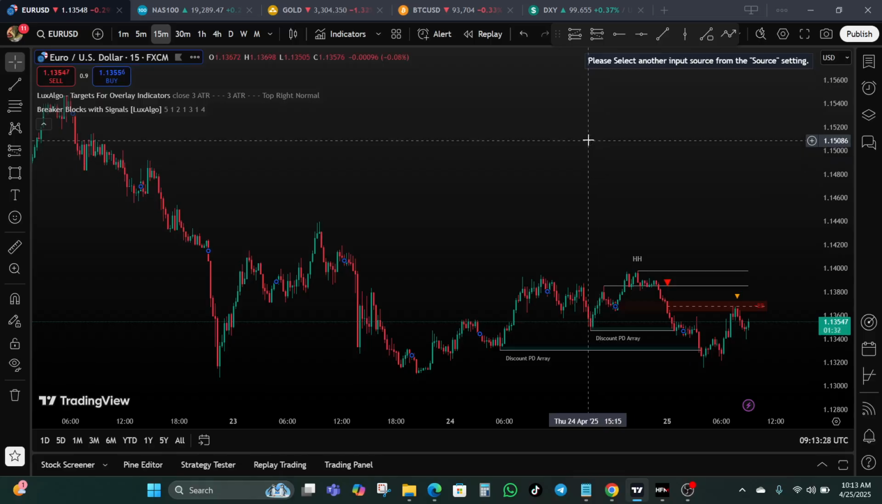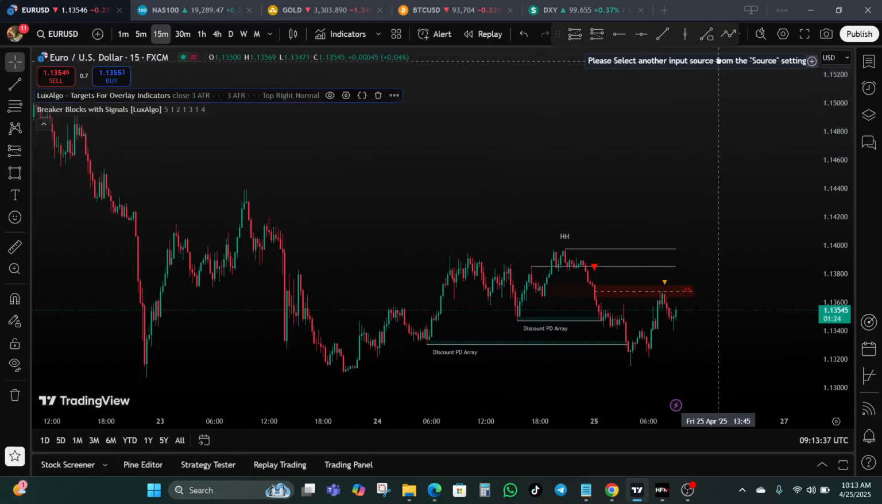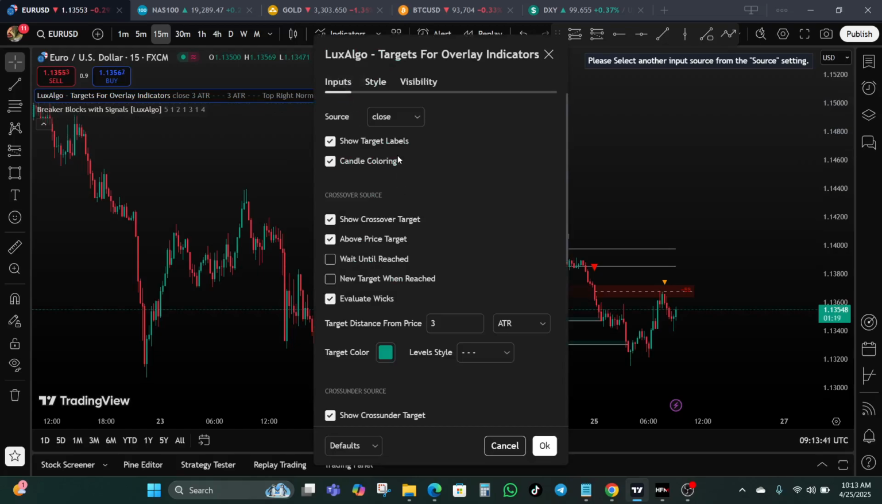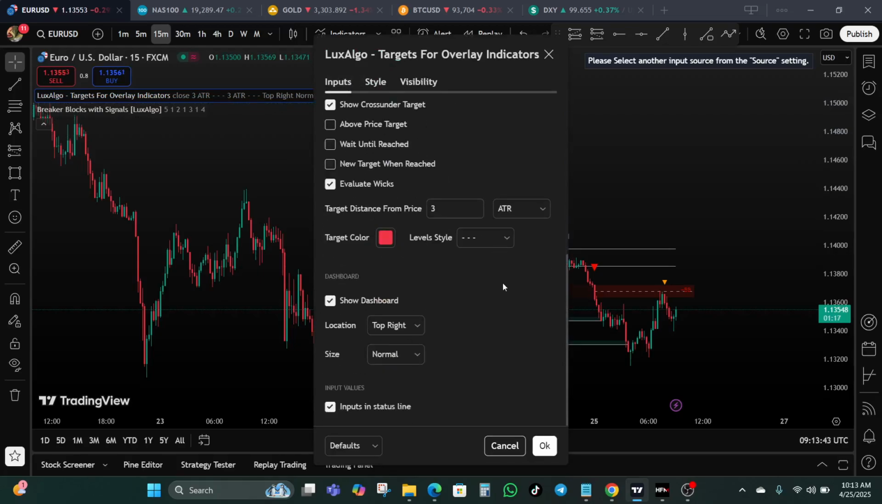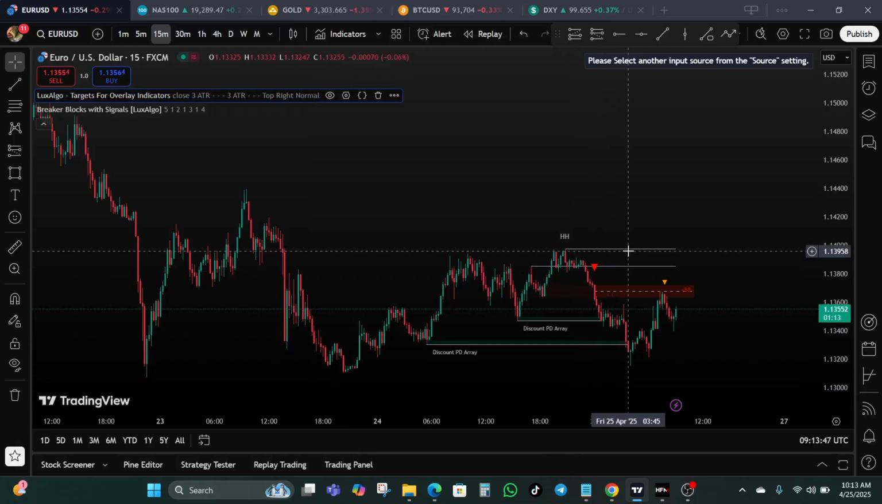Let us understand the concept of overlays. Basically, overlays include dynamic support and resistance zones, reversal zones, trend lines and reversal clouds. Okay, so these give you context.